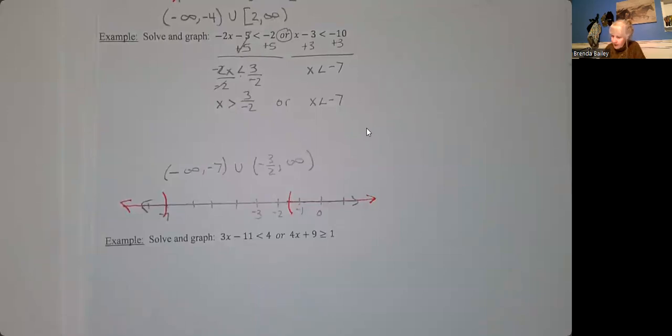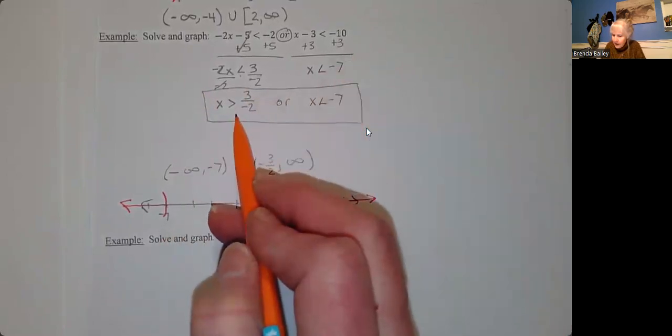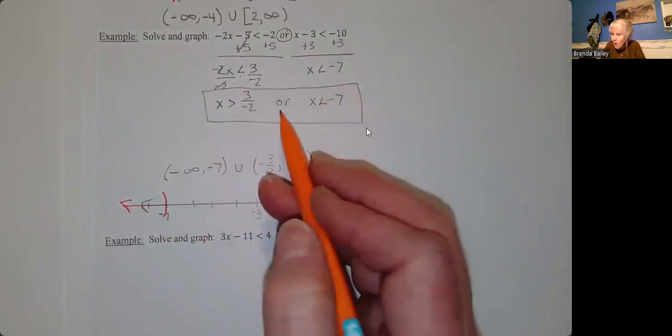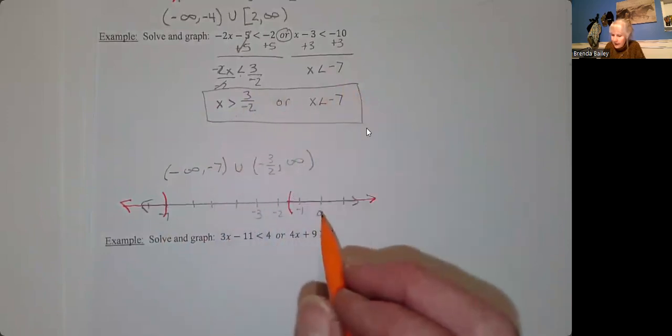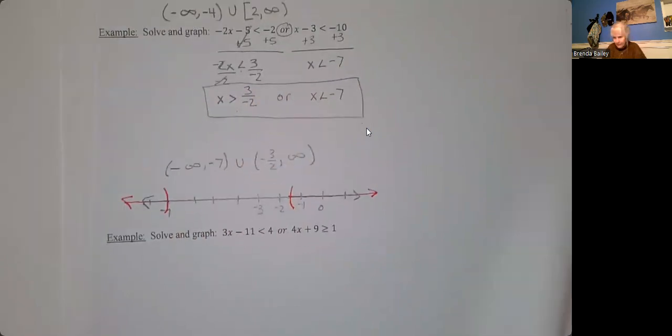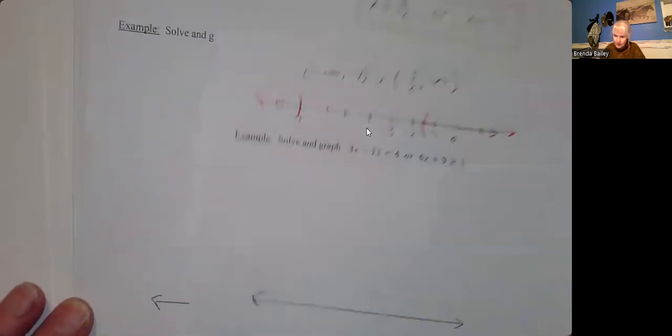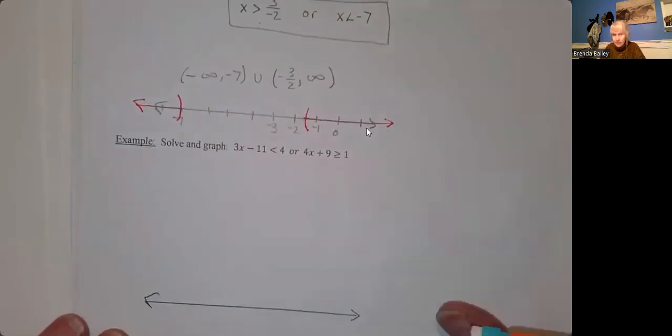Set solution is right here. Just write them separate. X is greater than this, -1.5, or X is less than a -7. Interval notation, graphical solution. Hopefully you guys are catching on. Great. Okay, let's try another one. Here. This one might be the last one before we go to the last page, which is a little bit different.